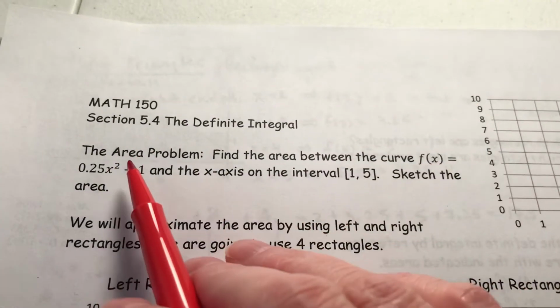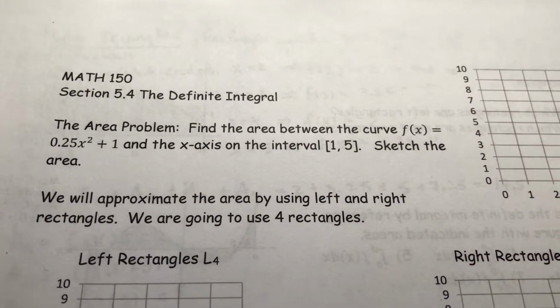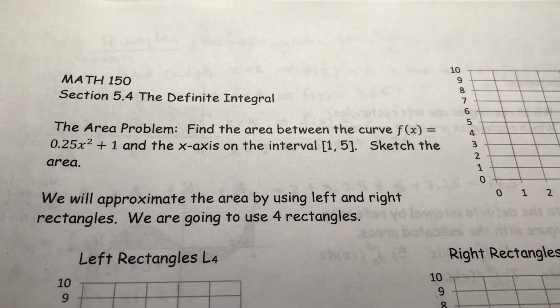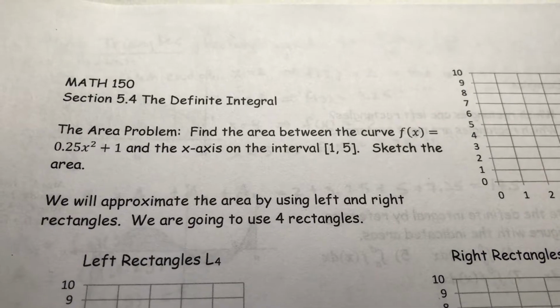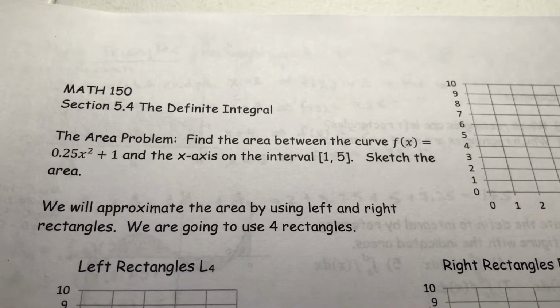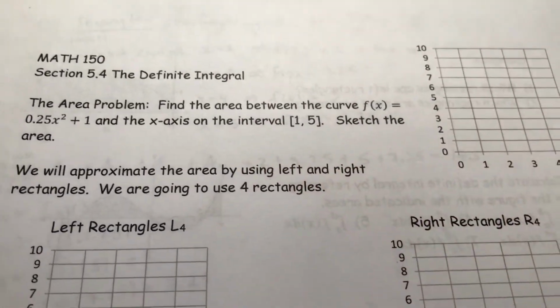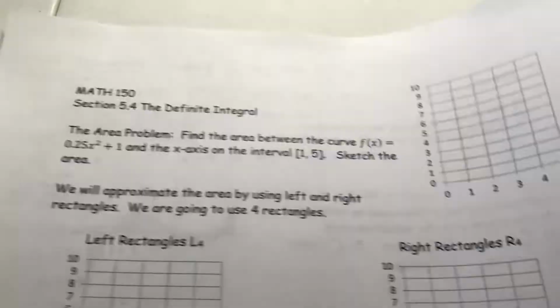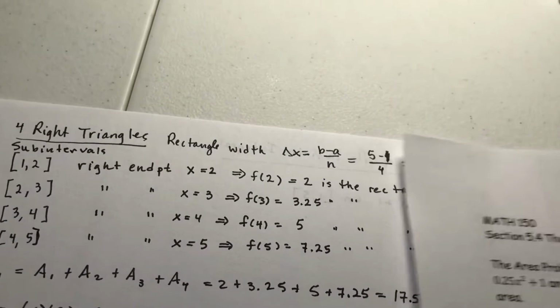We're looking at what's called the area problem. It says find the area between the curve f of x equals 0.25x squared plus 1 and the x-axis on the interval from 1 to 5. Sketch the area. So I will be sketching this area. I kind of got this started. There we go.